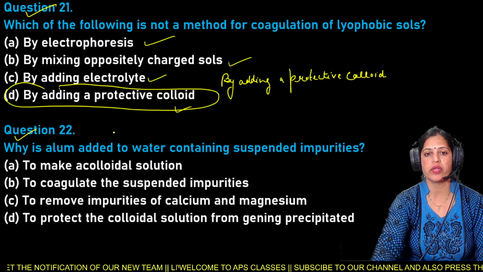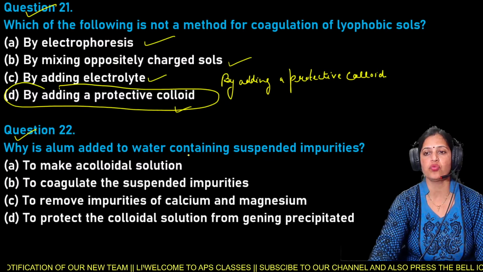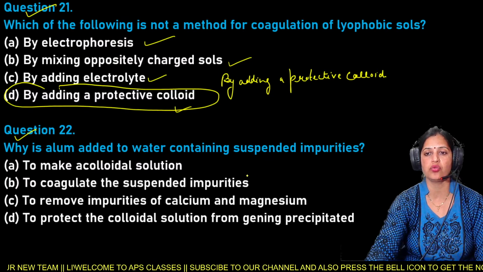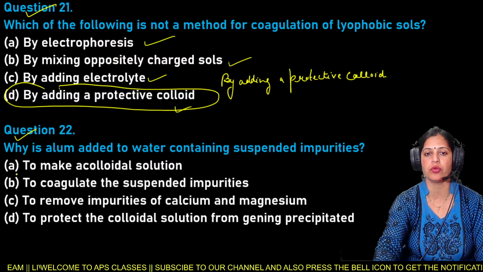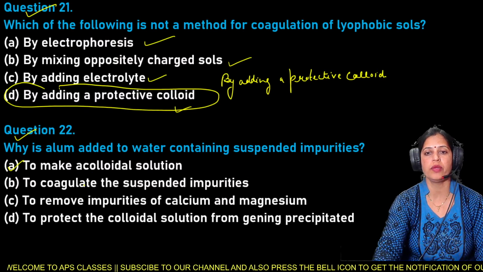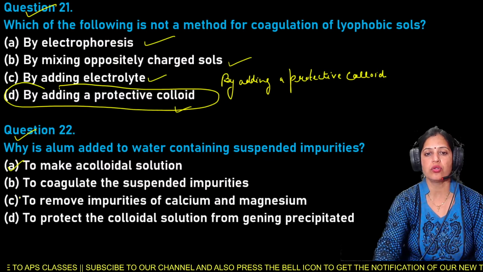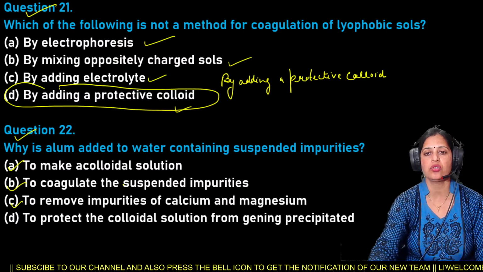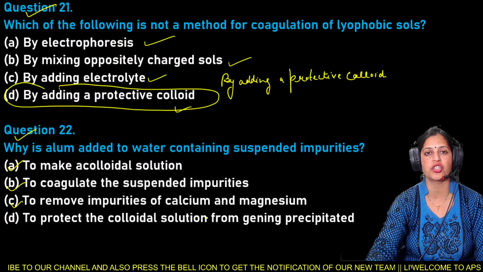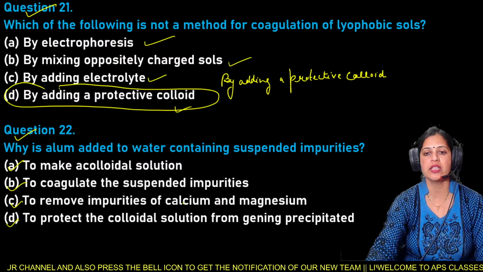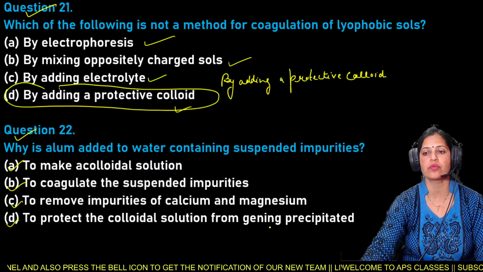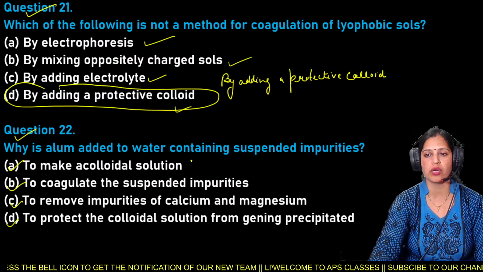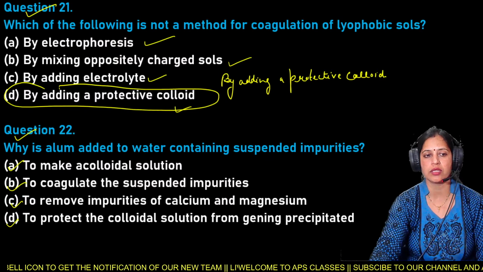Next is question number 22. Why is alum added to water containing suspended impurities? Options are A, to make a colloidal solution; B, to coagulate the suspended impurities; C, to remove the impurities of calcium and magnesium; and D, to protect the colloidal solutions from getting precipitated. So why is alum added to water containing suspended impurities?